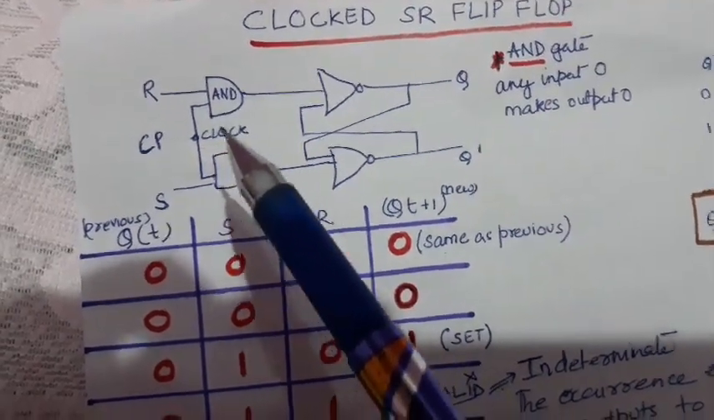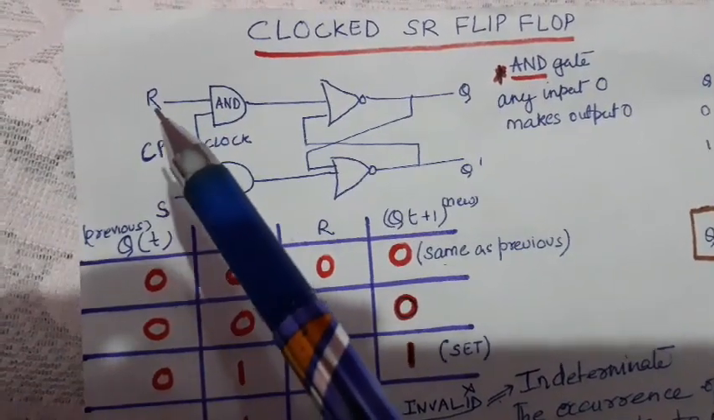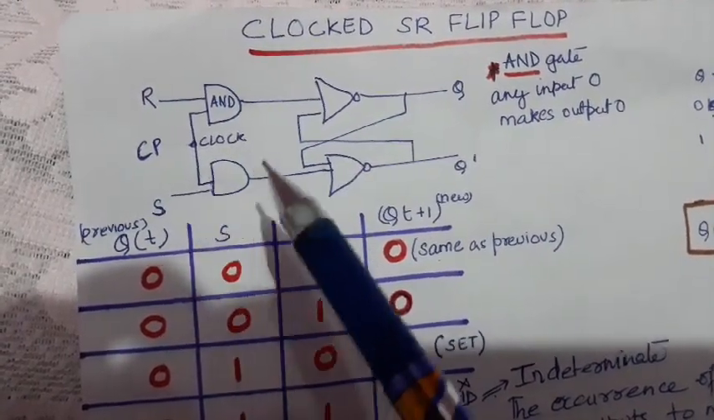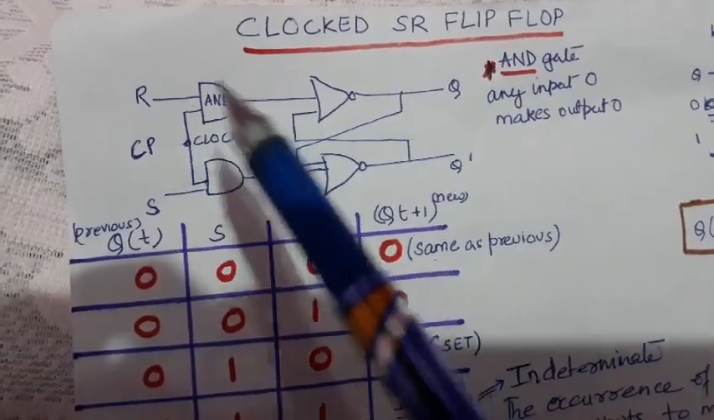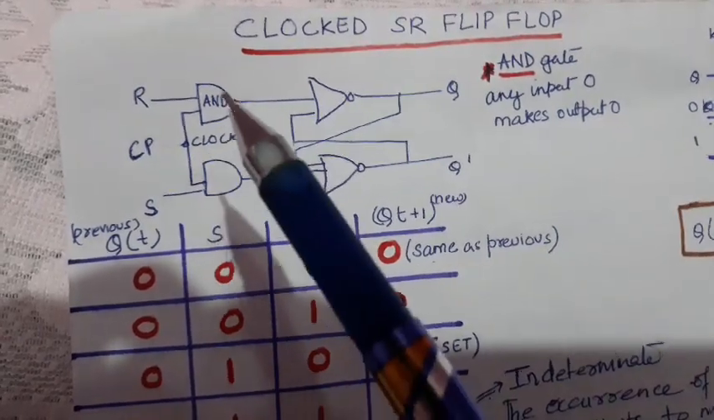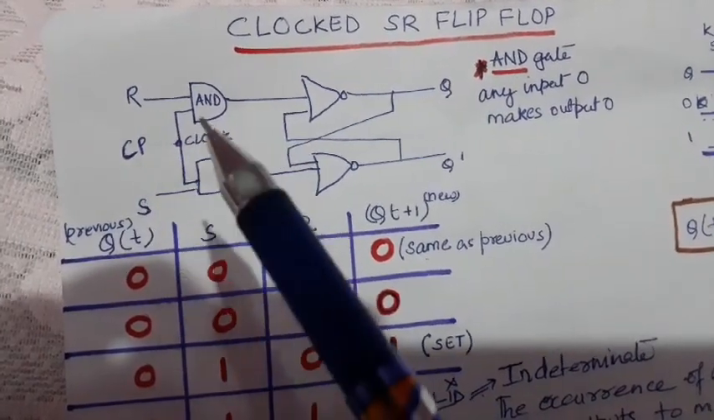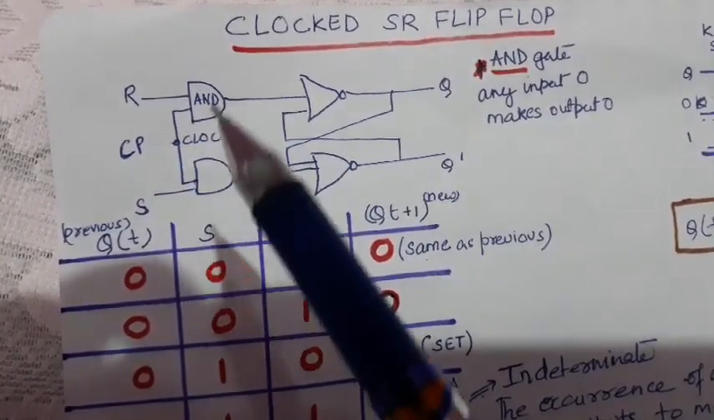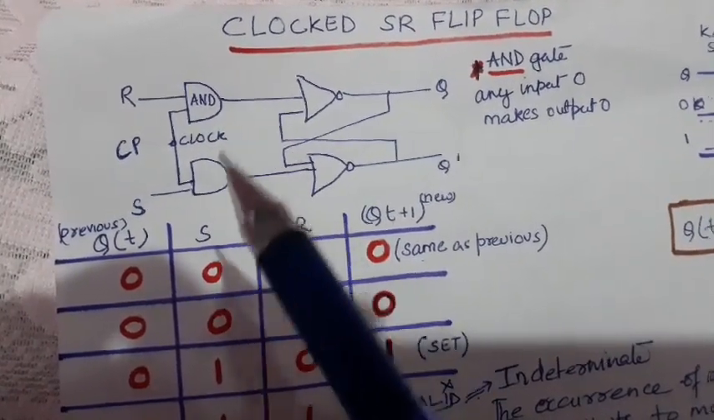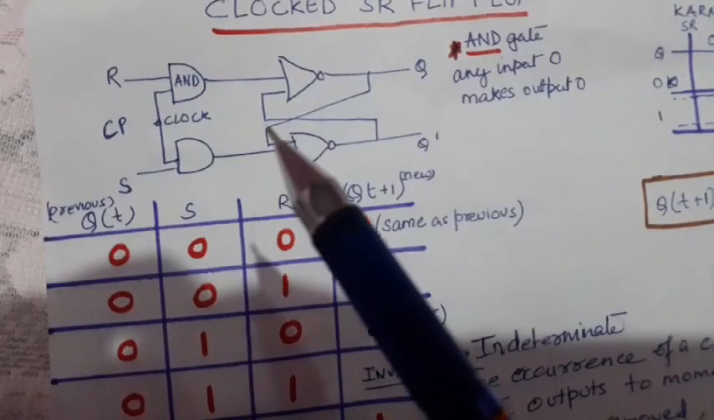If you look carefully, this clock is combined with the R. Remember, reset and set. So the reset input is ANDed in this AND gate, and with S also it is ANDed together. So the clock will now control the output, and the circuit will be enabled when clock is equal to 1. If it is equal to 1, then only the output will depend on R and S. But if it is equal to 0, then because of AND, whatever the other value is, if clock is 0, then 0 will come out. So that way clock is controlling the signals. This clock can enable and disable the circuit.